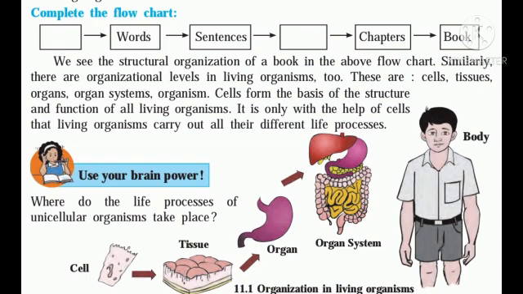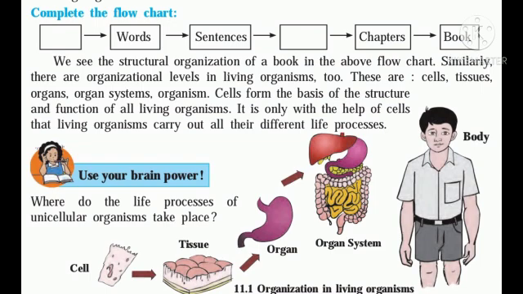First it will come as cell. When all cells come together it will become tissue. When all tissues come together it will become organ. When all organs come together it will become organ system. Then when all organ systems come together we will get one full body.